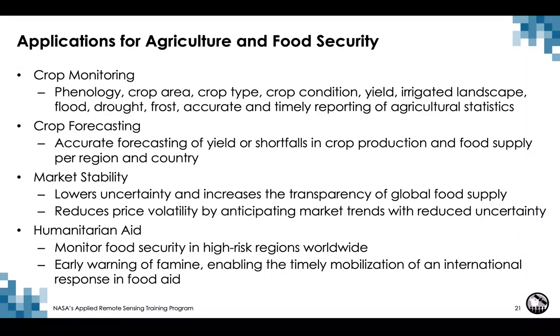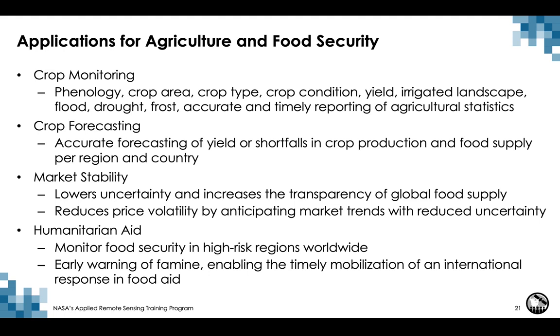Some of the main applications of satellite remote sensing for agriculture and food security are crop monitoring, which includes crop phenology, which is the start of season, peak of season, and end of season, crop area, crop type, crop condition, yield, irrigated landscape, flood, drought, frost, and accurate and timely reporting of agricultural statistics. Crop forecasting, which is the accurate forecasting of yield or shortfalls in crop production and food supply per region and per country.